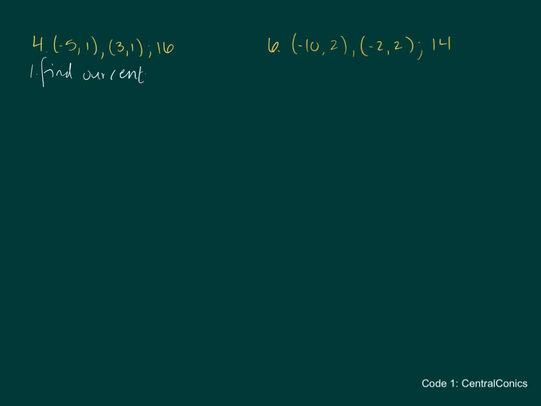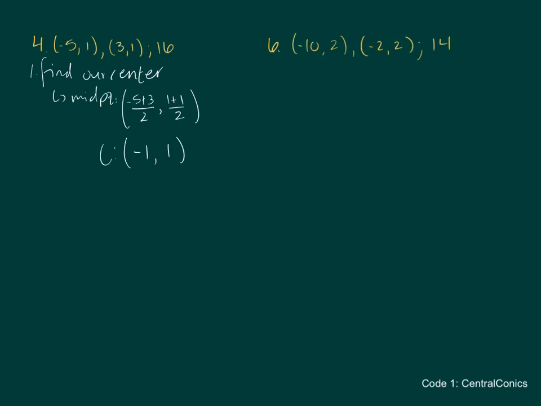The way to find our center is to find the midpoint, using the midpoint of the foci. That's because the midpoint of the segment connecting the foci has to be our center. So our midpoint is going to be (negative 5 plus 3) over 2 and (1 plus 1) over 2. So this is going to be (negative 1, 1). So this is my center, (negative 1, 1).